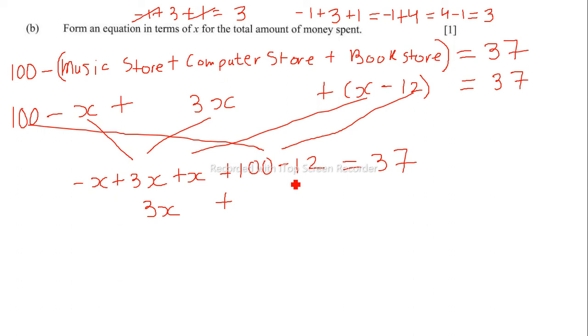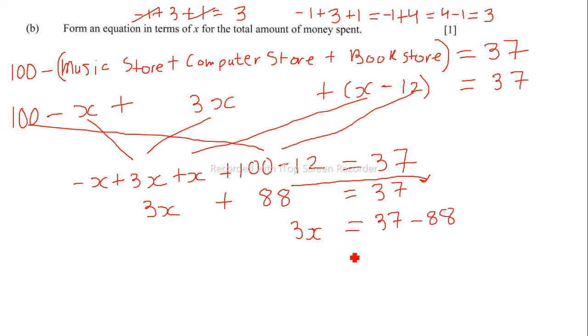88. Very good, equals 37. And then what do we do? Carry the 88 to the 37. It's going to be 3x is equal to 37 minus 88. What is 37 minus 88? Negative 51.